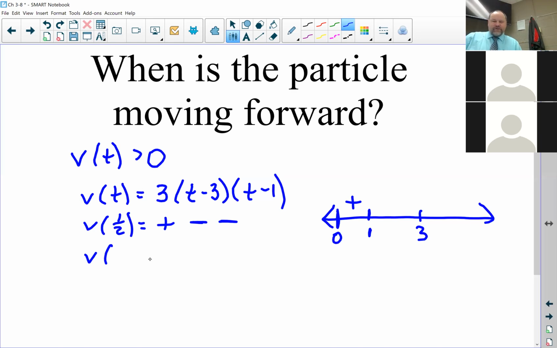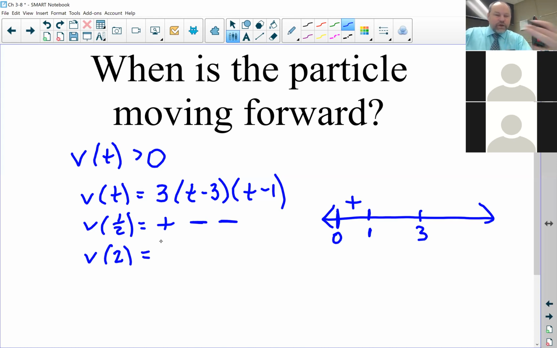and find a value, pick a value between 1 and 3. I know most of you are thinking right now, well, let's just use e, Mr. Gingrich. I would probably use 2. How many of you were thinking e by show of hands? Okay.